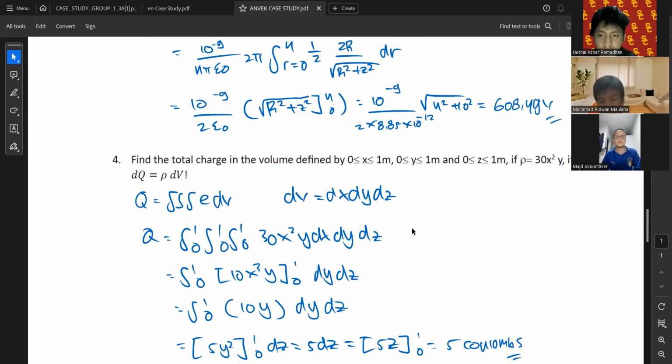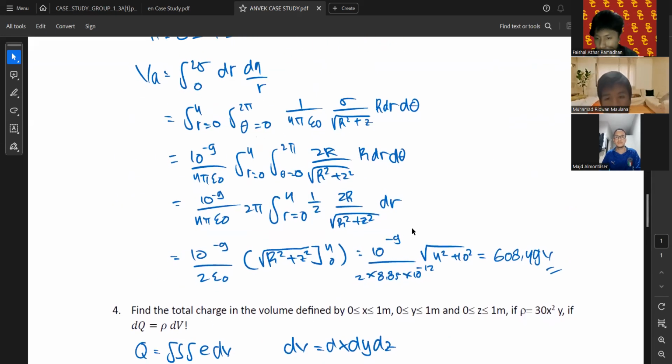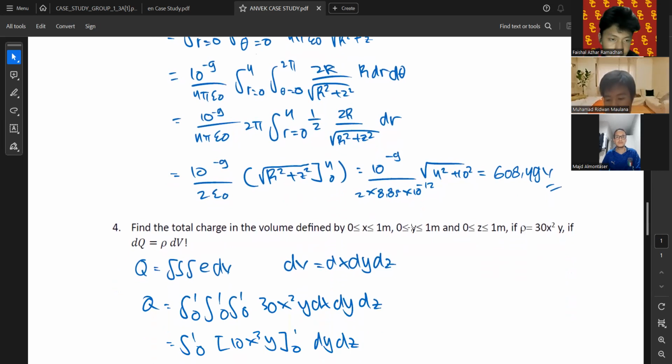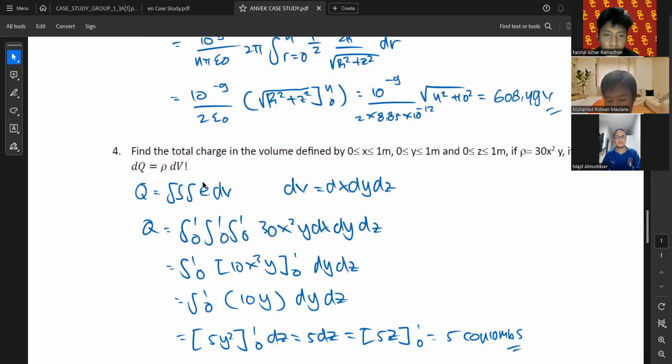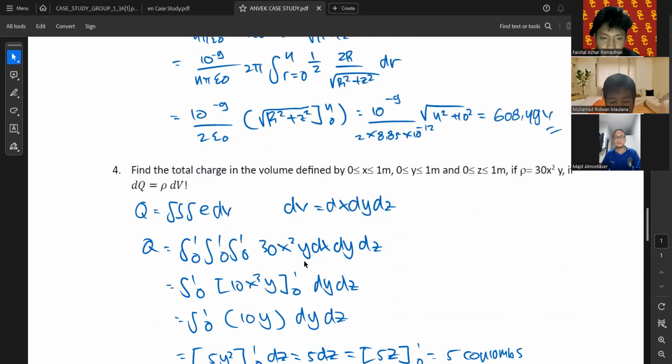And the next question is: find the total charge in the volume defined by x between 0 and 1 meter, y also between 0 and 1, and z also between 0 and 1, if rho is 50 z squared x squared pi, and if dq is rho dv. Okay, so for the volume we use a triple integral, so the formula is the triple integral of rho dv. The dv here is dx dy dz.